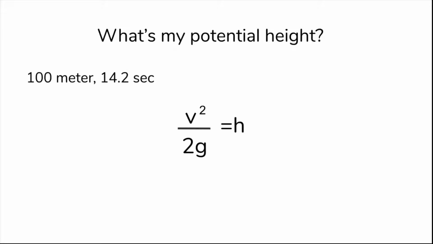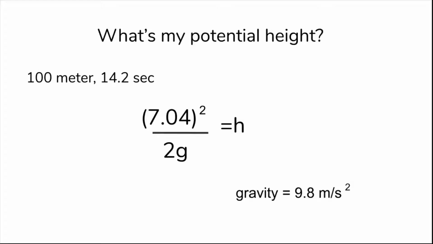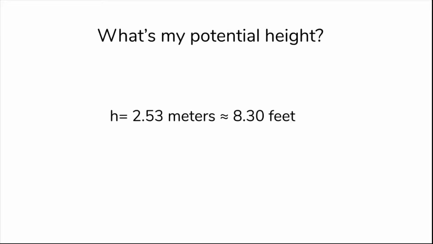My best time in the 100-meter dash is 14.2 seconds, and with that, we've learned that we can find our velocity. Gravity will always be 9.8 meters per second squared on Earth. I found that I should be jumping 2.53 meters, or approximately 8.3 feet, but that's a lot different from what I'm pole vaulting right now. The closest video I could find of me pole vaulting 8.3 feet was during my freshman year.